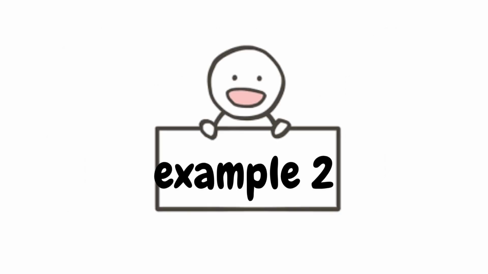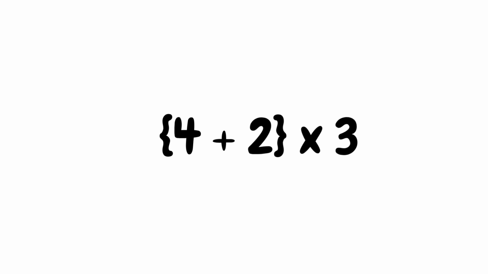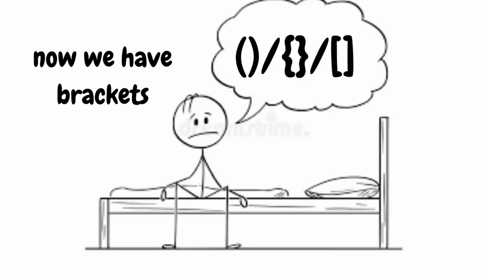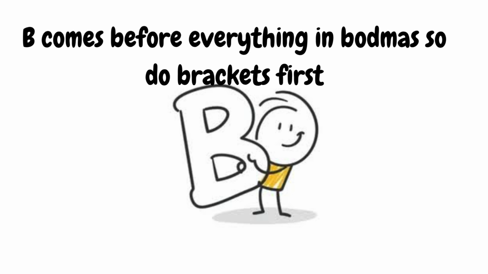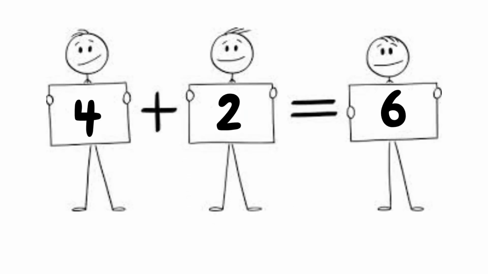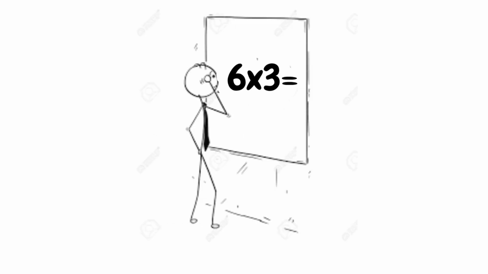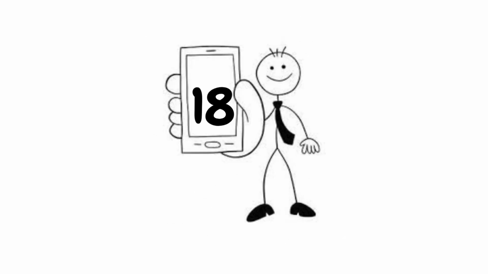Example 2, 4 plus 2 in brackets, times 3. Now we have brackets. B comes before everything in BODMAS, so do brackets first. 4 plus 2 equals 6. Then 6 times 3 equals 18.